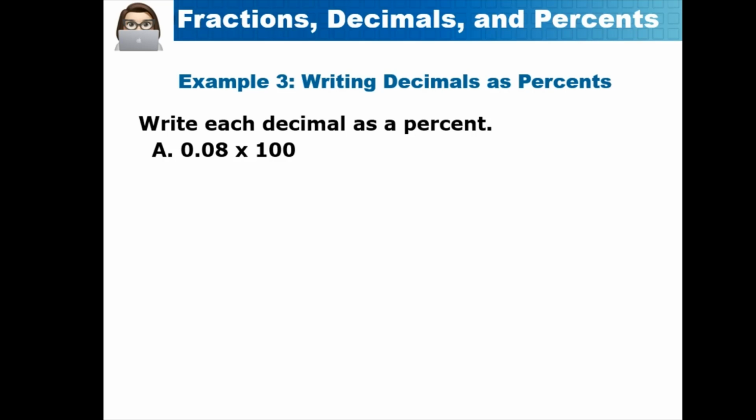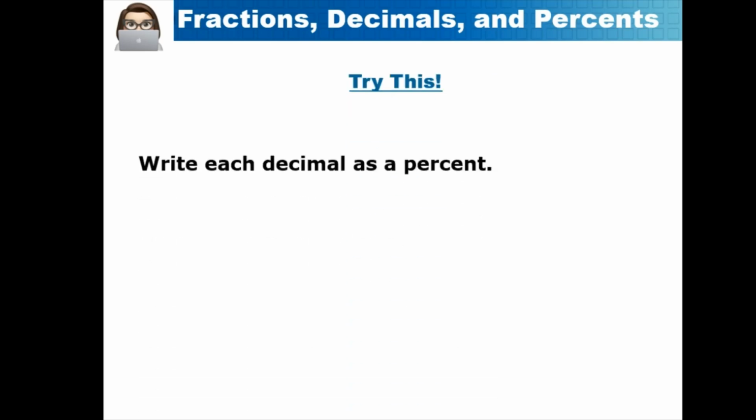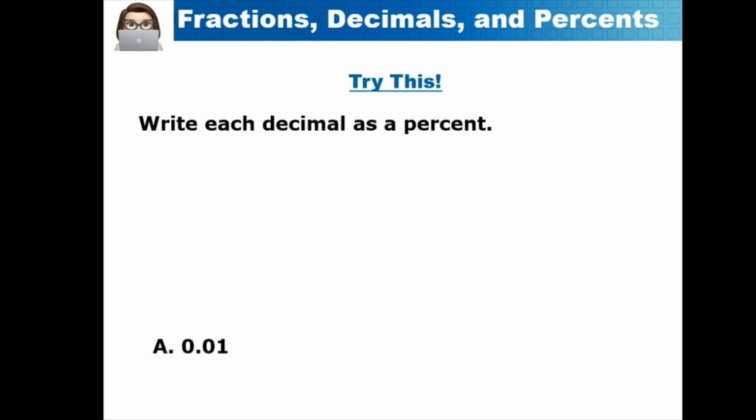Next, writing decimal as percent. Write each decimal as a percent. So, for this, we have 0.08, to express it to percent, we will just multiply by 100. So, 0.08 is equal to 8%. Next, for letter B, 0.7. So, we will just multiply it by 100 and that is equal to 70%. So, let's try this.